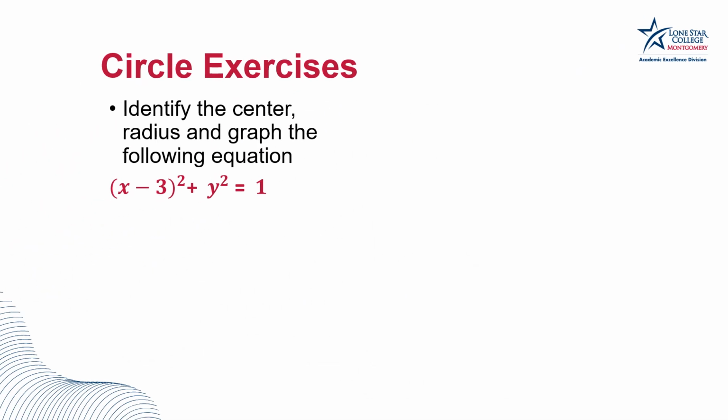Let's look at another one. Again, identify the center, radius, and graph the following equation. We have x minus 3 quantity squared plus y squared equals 1. It does look like the center radius form. Let's remind ourselves it's x minus h squared plus y minus k squared equals r squared. It looks a lot like it, especially the x minus h part, because that's our x minus 3 over here. But we notice that it doesn't look like the y minus k part.